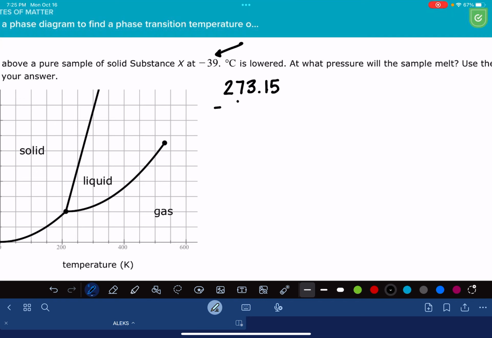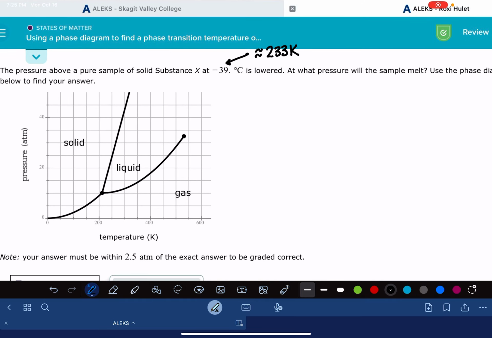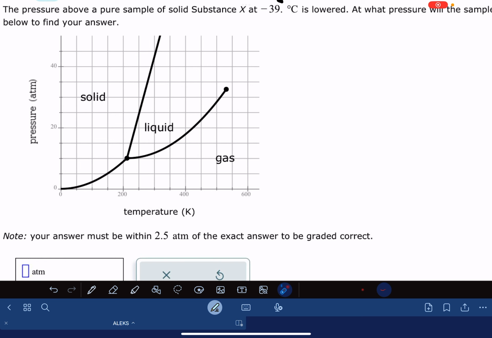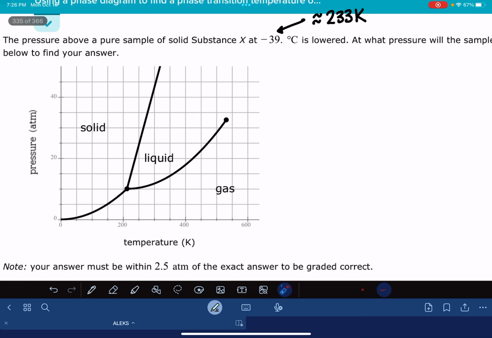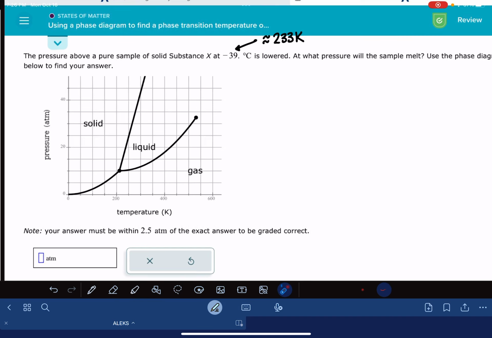I'm going to do this conversion real quick. Just to make things simple, I'm going to round my temperature up to 40, so that makes the math really easy. This is approximately 233 Kelvin. If it makes you uncomfortable that I approximated, fine, you can calculate the exact temperature. But notice that this temperature axis is in increments of 50 Kelvin, so knowing the temperature to the hundredth of a Kelvin is probably not going to be that useful in answering this problem.